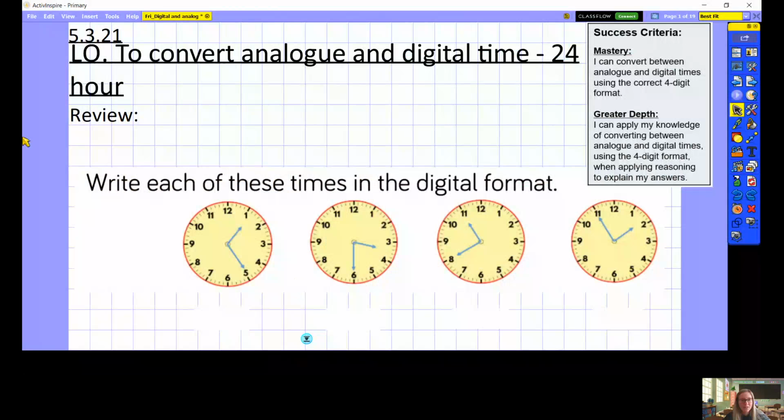Okay, so today it is the 5th of the 3rd, 2021, and our learning objective is to convert analog and digital time, and we're looking at the 24-hour clock today. So pause the video and write today's date and learning objective.